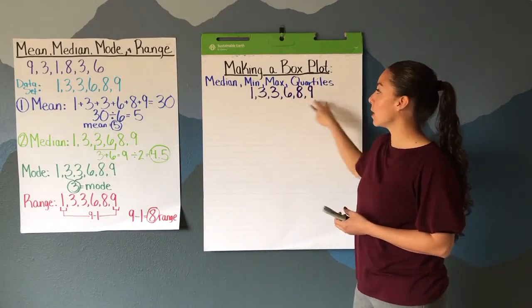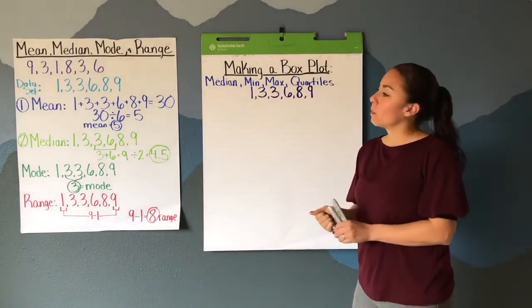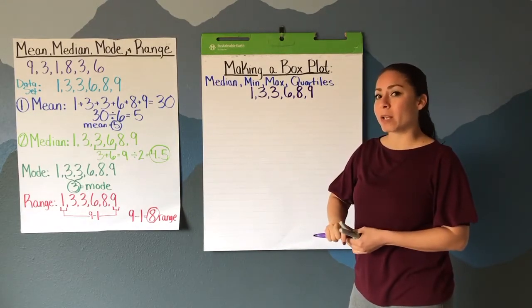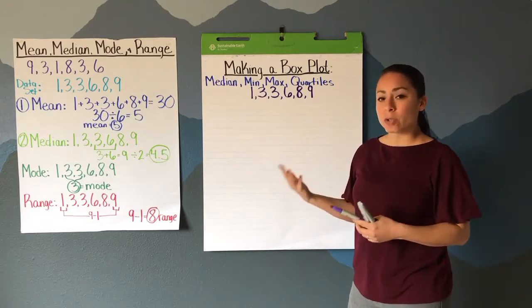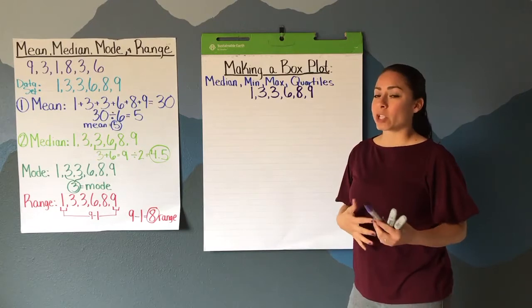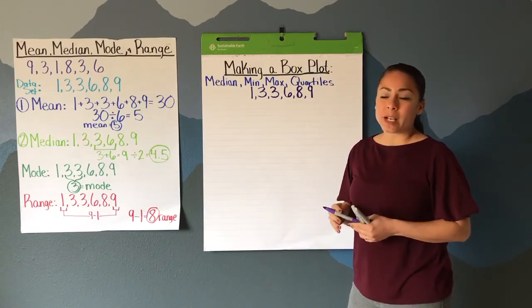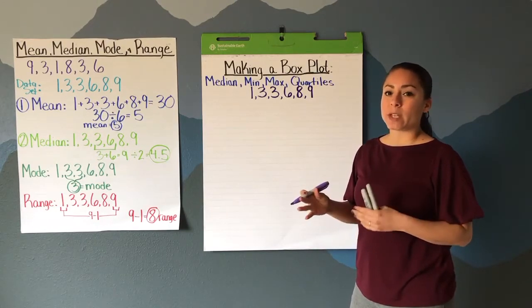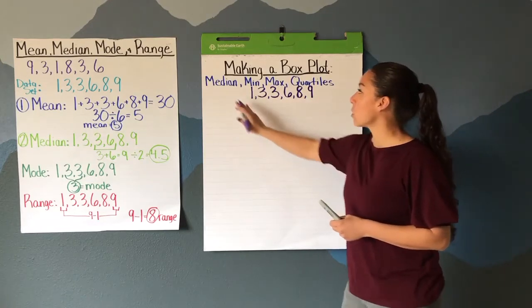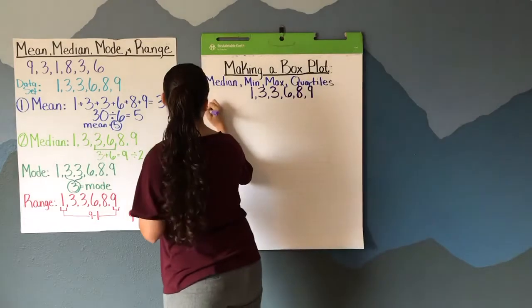So I do have my data set. The first thing that I want to find is the median, only because a lot of times when you do make a box plot, you will have already kind of found usually mean, median, mode, and range. So usually you will have that piece of information. If not, it's kind of better to get that one over with so that you can move on to some of the more easier things to find. All right. So we are going to find the median. So I'm going to put right here median.